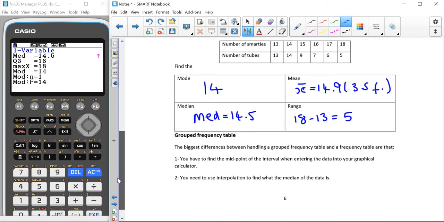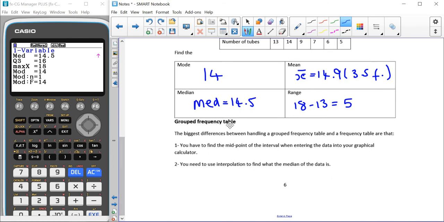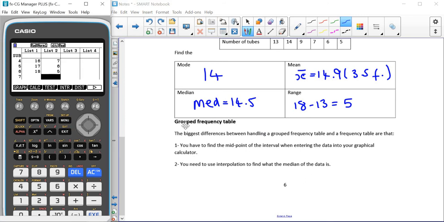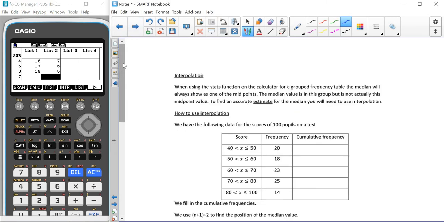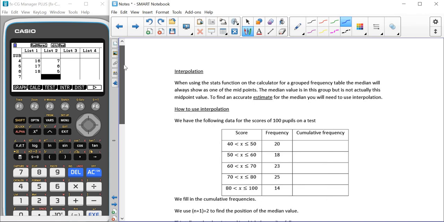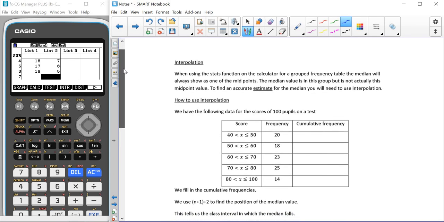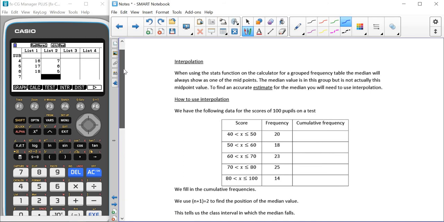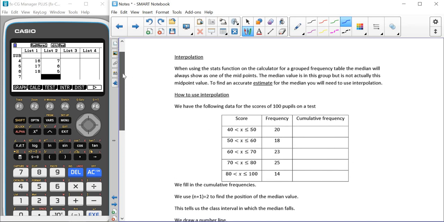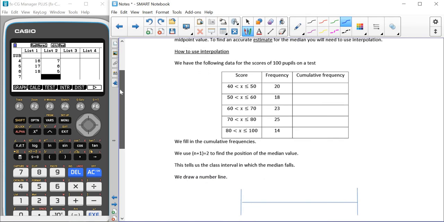Now we're going to have a look at grouped frequency tables. For grouped frequency tables, the biggest difference in handling this is that we're going to have to find the midpoints when we're putting it into our calculator, because we can't put a range of values into our calculator. And we're going to have to use interpolation to find the median. What is interpolation though? When we're using the stats function in our calculator for grouped frequency tables, the median just shows the midpoint of the median interval. However, we can improve that estimation by using interpolation.